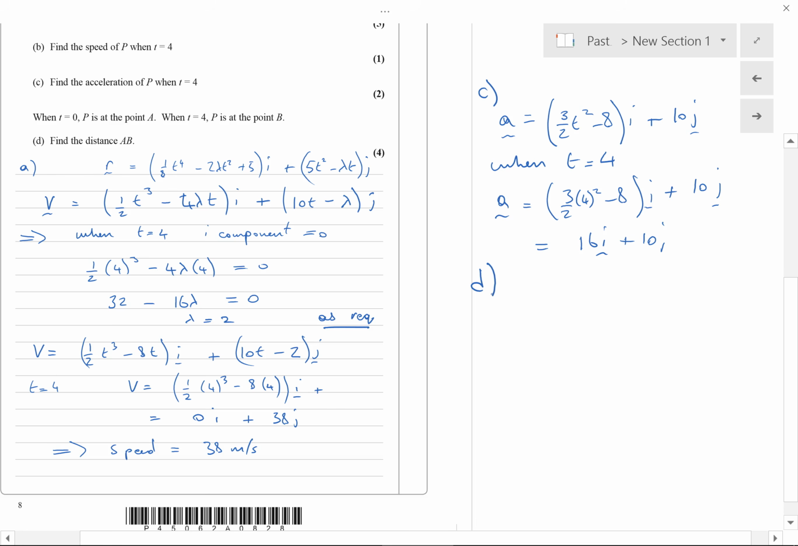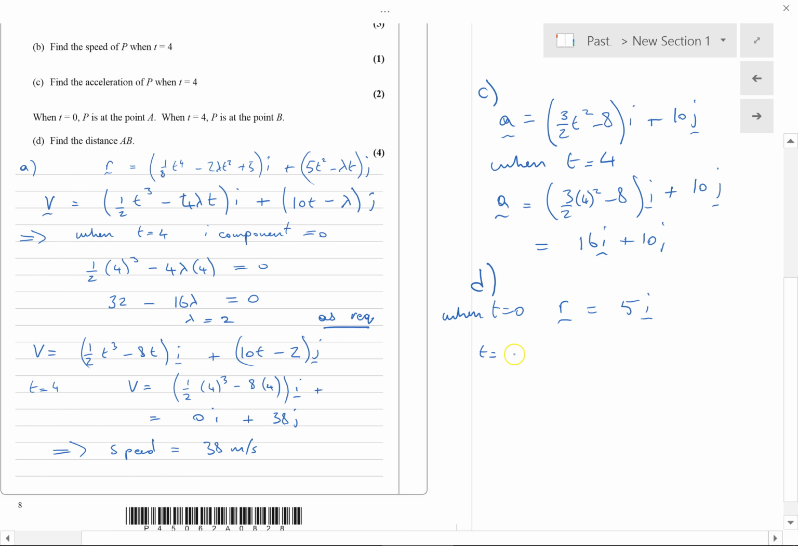When t equals 0, p is at the point A. When t equals 4, p is at the point B. So we're going to have to work out, we've got our position vector now with lambda that we know. So when t equals 0, r equals 5i, and that's it, isn't it? Because the j bit goes, putting it into here, knowing that lambda equals 2.